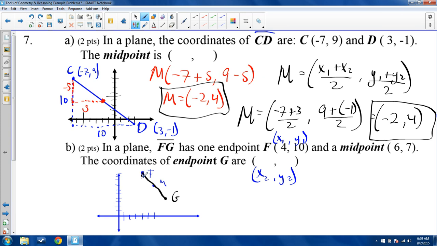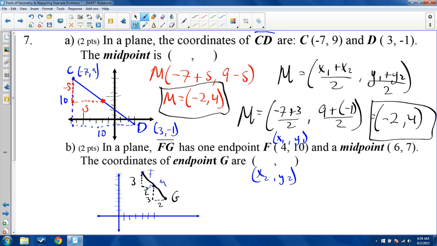So as I go down and over to the midpoint, because I know these values, I'm going from 10 to 7 in the y direction. So I'm going down 3 to get to M. Now going over from F to M, I'm going from 4 to 6, so I went over 2. Think of this as if you're calculating the slope of something. You're going down 3 over 2. To find G, I have to go down 3 again and over 2 again, to get the next point, because these are collinear.